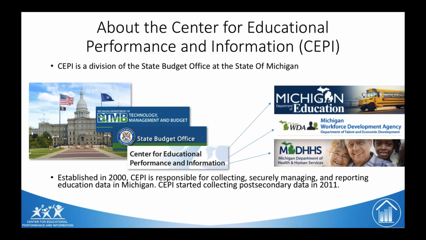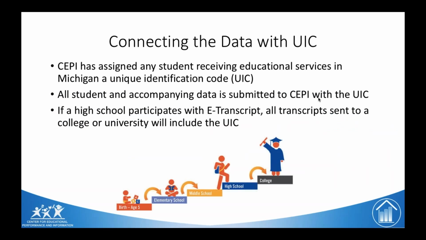We've been collecting post-secondary data for about 6 or 7 years now. Over time, we've seen great strides in better data quality, more universities and community colleges submitting data to us, which we do when you guys essentially put on this identifier, something that CEPI calls the Unique Identification Code, or the UIC.